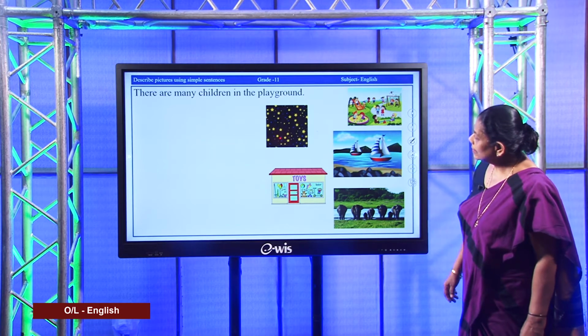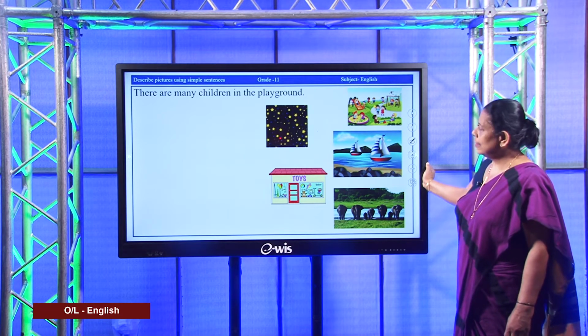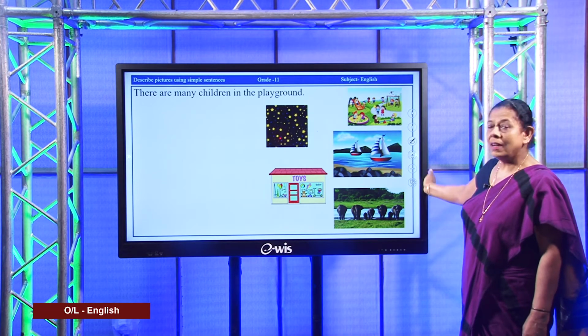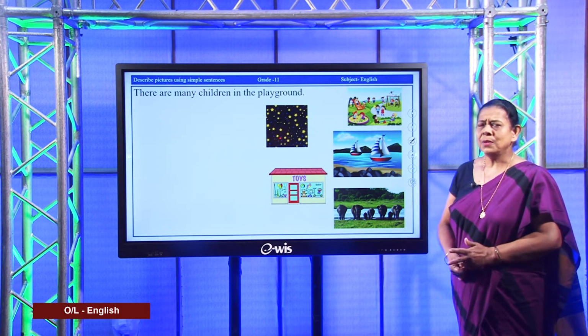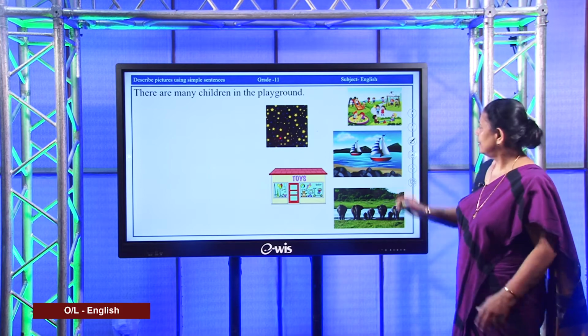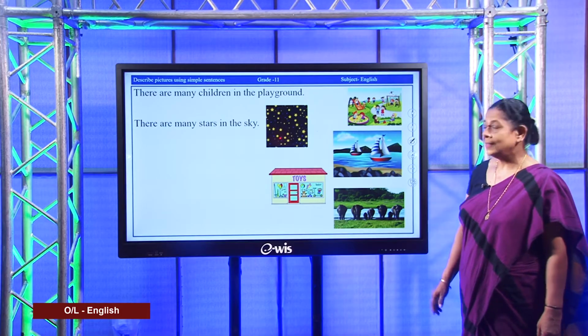Next one, what can you see there? This is the sky. There are a lot of stars in the picture. There are many stars in the sky. So how do you describe that? When it is difficult to count the number, we can use the word many. There are many stars in the sky.